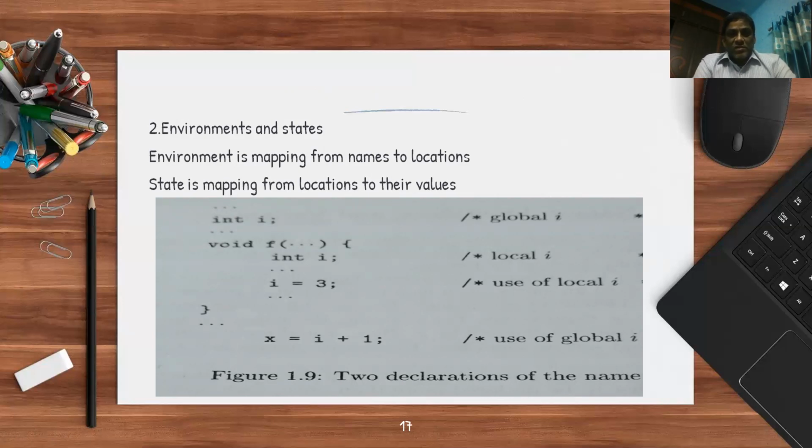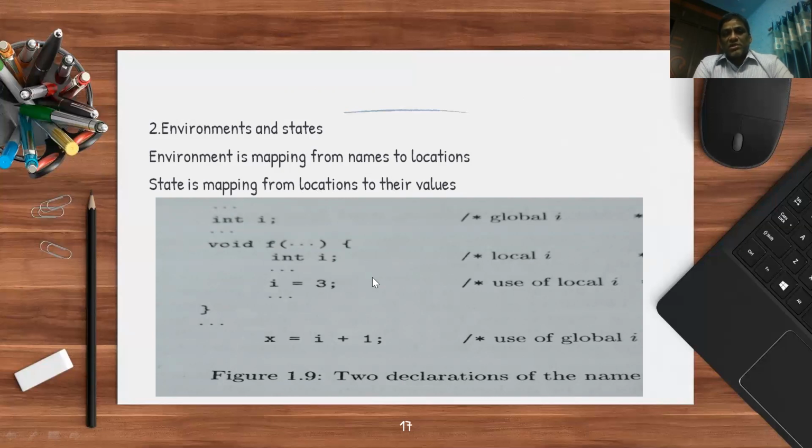If you look at this example, there are variables which are written before this function, which come under the global environment, and a variable which is written inside the function, which comes under the local environment. So this name i maps to a location in the global environment, and this name i maps to a location in the local environment. And then state is nothing but a mapping from locations to their values, right?